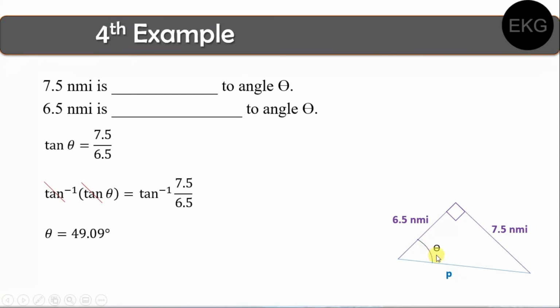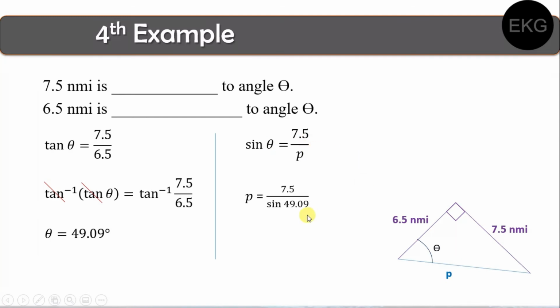Now, bakit kailangan natin isolve tong theta? Bakit kailangan natin isolve ito? Dahil magagamit natin yan by using this particular trigonometric function, sin theta. Sin theta is equal to the opposite over the hypotenuse. Opposite ng theta is 7.5. Hypotenuse ng triangle is P.